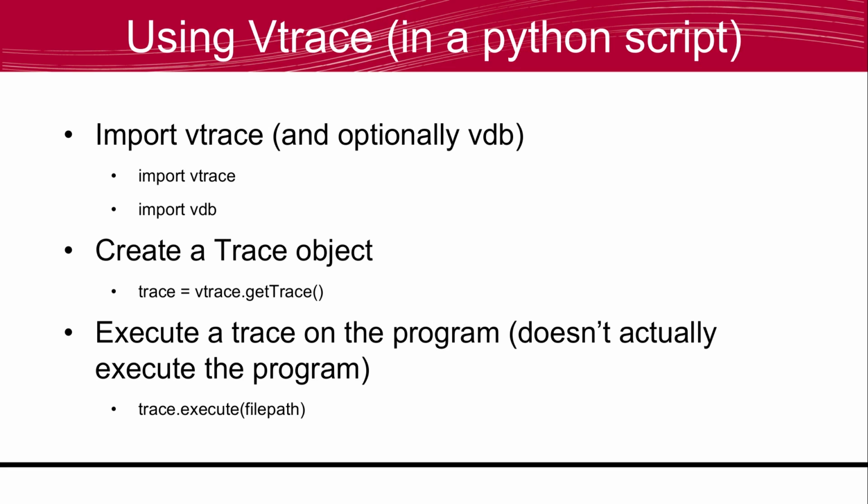Alright, so using Vtrace, again, since it's a Python module, you're going to need to write your own Python script to do that. First steps are import Vtrace and optionally VDB if you want to use the VDB functionality as well. Then you create a trace object, as you can see, and then execute a trace on a particular program. Now, doing this doesn't let you attach to an existing program because you just provided the file path. Executing a trace doesn't actually execute the program itself, so you can safely do this.